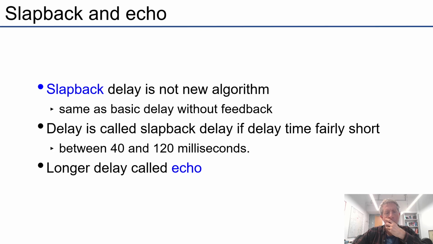Then we have slapback. Slapback is not a new algorithm. It's simply choosing a delay that is not super short, where you're mainly modifying frequency content, and not so long that it appears like distinct echoes. So it's more an immediate copy of a sound, one where you might be talking near a wall that's quite a short distance from you. So you get the slapback type effect.